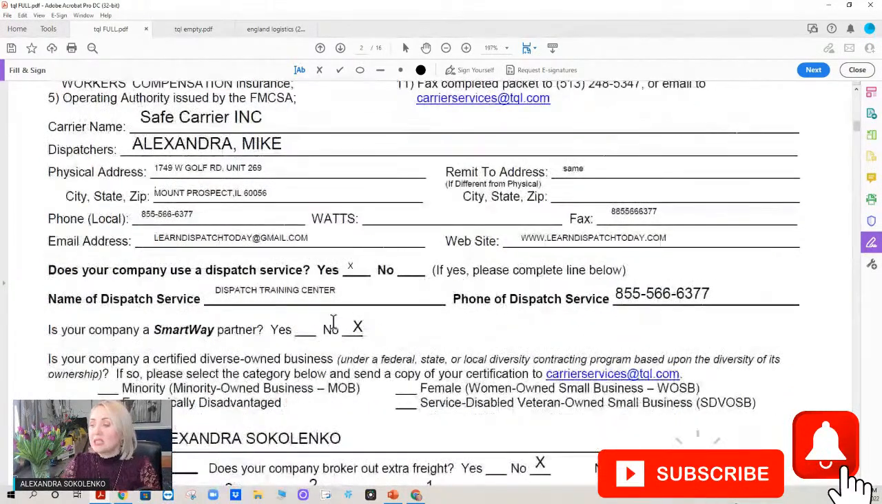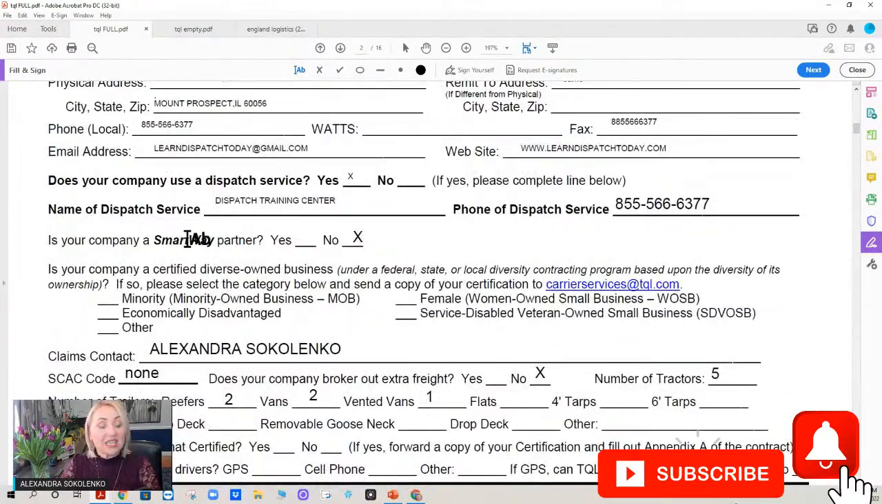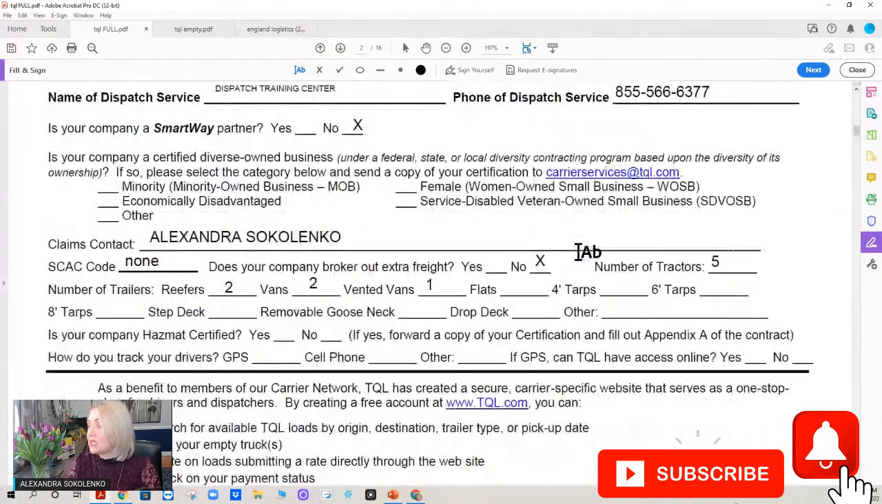Is your company a SmartWay partner? Yes or no? If your company is a SmartWay partner, you will have certification. Then you need to answer all of these questions. Is your company a minority-owned business? Again, it's about your carrier. It's not about you. Yes or no? Well, in this case, no. Are you economically disadvantaged? No. Are you a female-owned business? No.